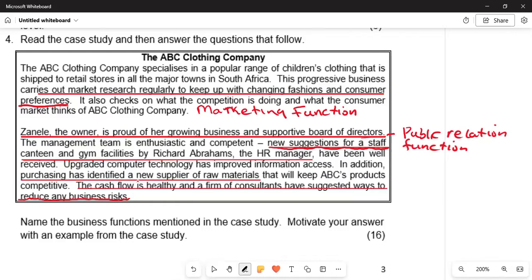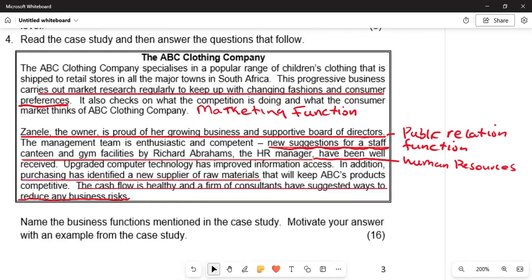So now we have to move on again. The management team is empathetic and competent. New suggestions for staff, curtain and gym facilities by Richard Abrahams, who is the HR manager. HR manager. So this one is what? Human resources. This one is the human resources function.